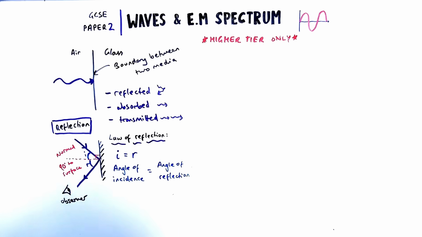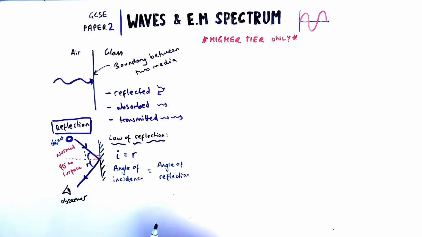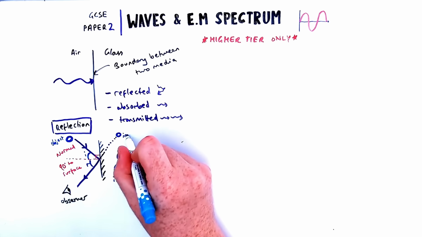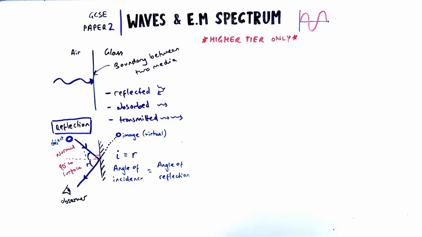If I was to introduce an observer, someone who could see the light coming from the mirror, to the observer or the person looking at it, it would look like the object is sort of behind the mirror. So if you trace the rays of light back from the person's eye past the mirror, it looks like the object is behind the mirror. So that means the image, we say, is virtual.